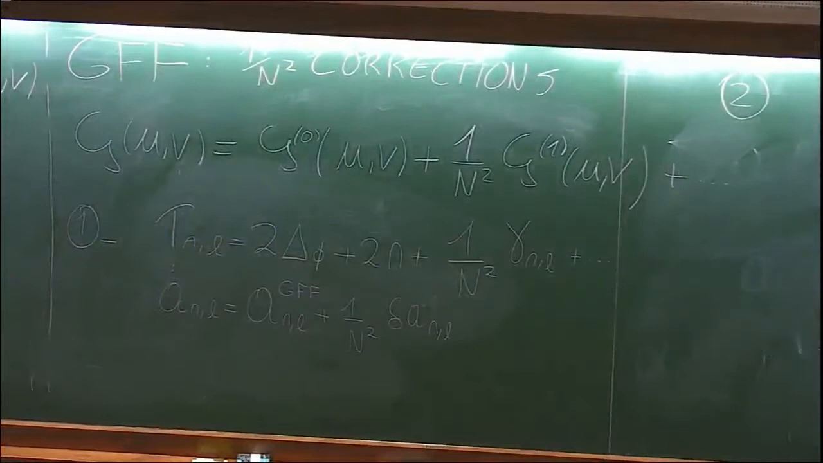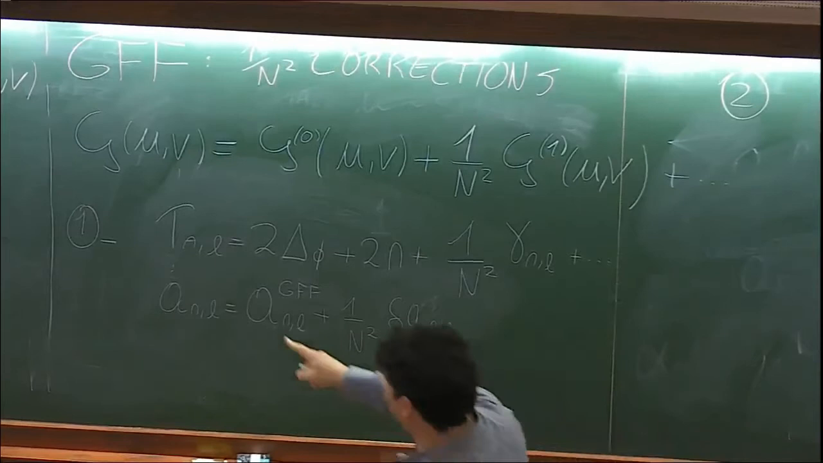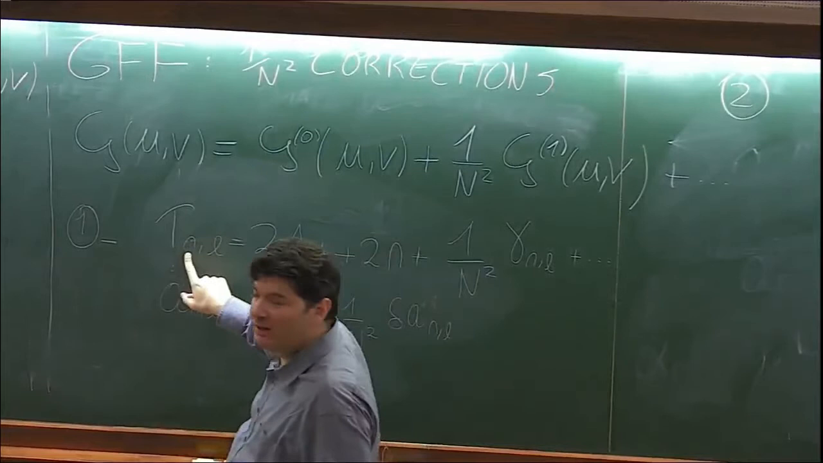So the reason why I wrote one is because there is more than one. Sorry, this is the twist. Tau is this one, right? You mean, tau is the twist and L is the spin.